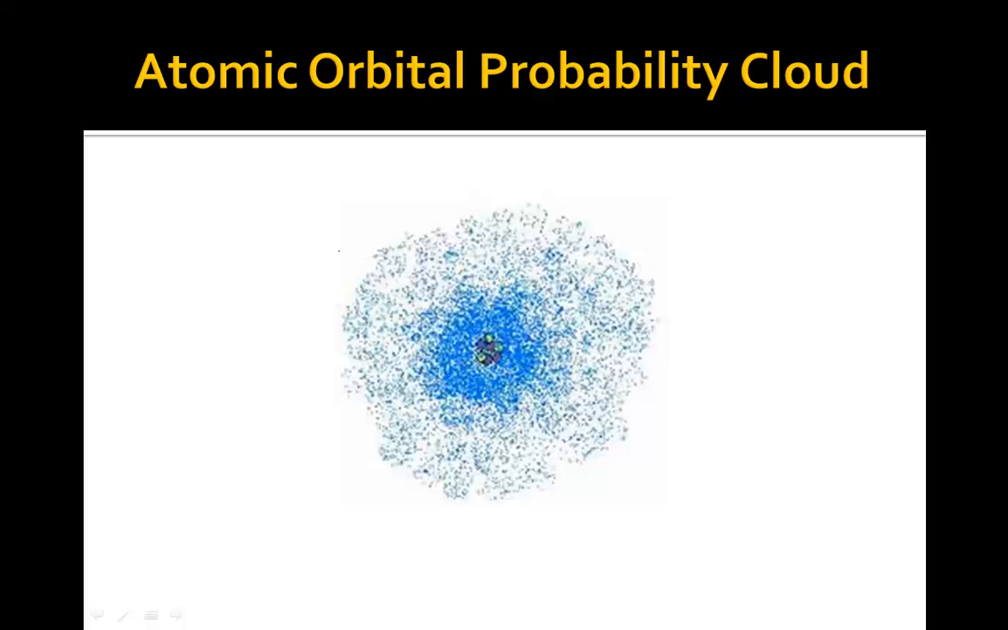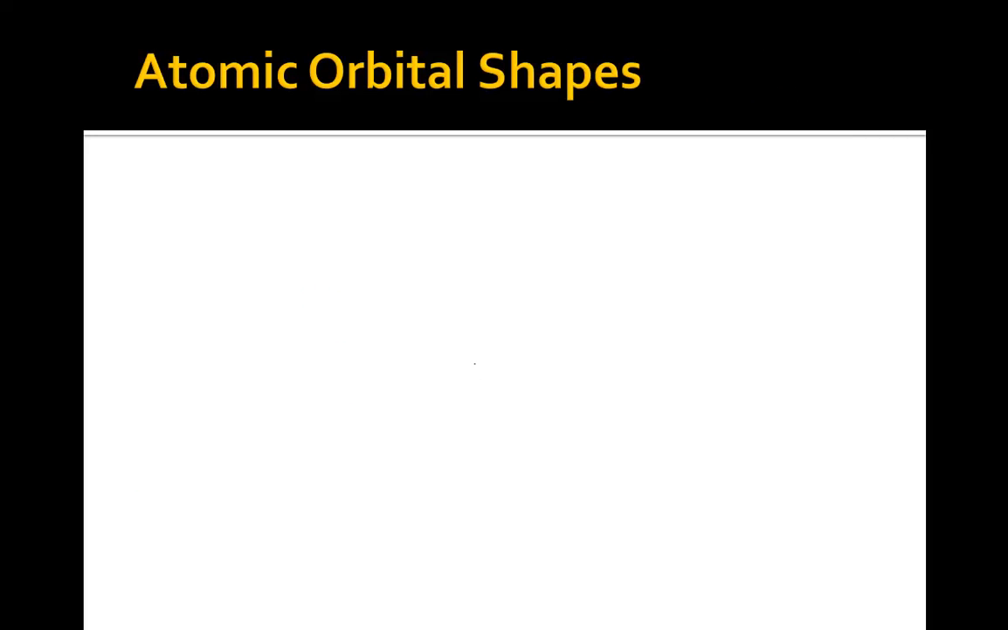Okay, here's a picture of an atomic orbital probability cloud, and what we can see here is that all of these dots right around here represent the high probability of finding an electron. And then our nucleus is right here in the very center. So there's a very high probability of finding an electron out here. Out over here, there's a very low probability, say a 0% chance, of finding an electron. But inside this area right here, there's a very good chance of finding an electron.